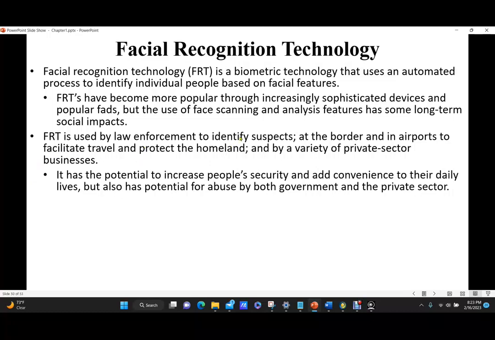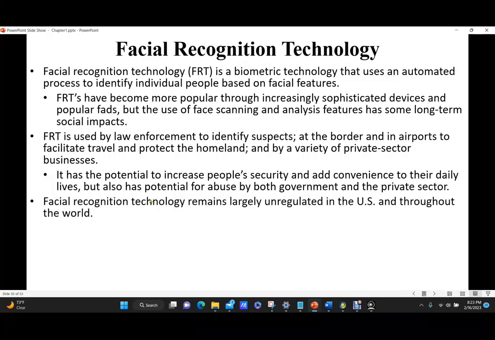FRT is used by law enforcement to identify suspects. It's used at the border and in airports to facilitate travel and protect homelands. And it's also used by a variety of private sector businesses. It has the potential to increase security, to add convenience to people's daily lives, but it also has the potential for abuse by both the government and private sector. Facial recognition technology remains largely unregulated throughout the world.